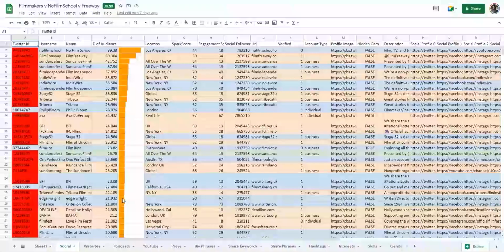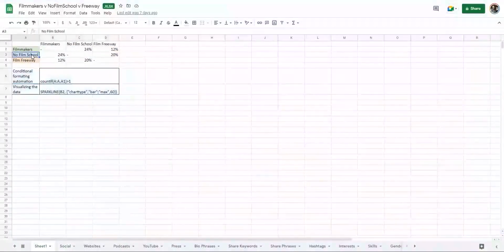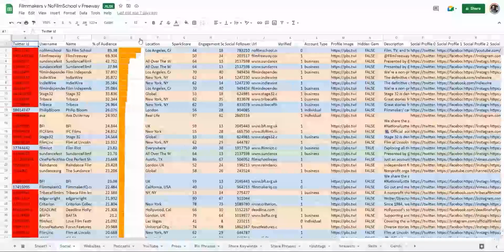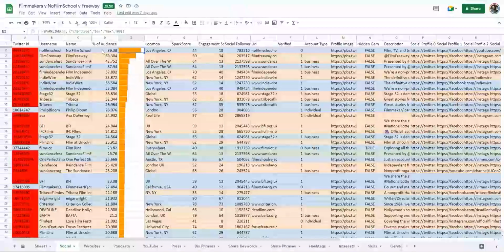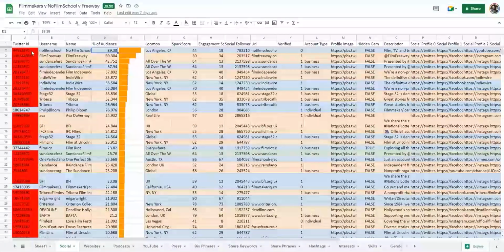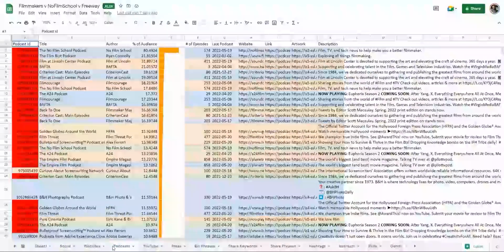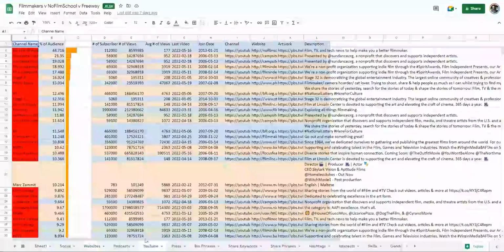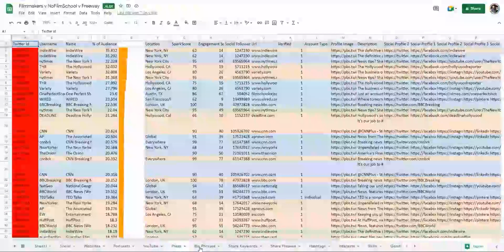So I color code it, and I copy all the data into the same sheet. All the blue stuff is from people who follow No Film School. All the orange stuff is from Film Freeway, and all the green stuff are the filmmakers. And this is what it looks like. I'm using the formula to visualize the percentage of the audience. I'm also using the formulas to highlight in bright red the accounts that are followed by all three audiences. This is what it looks like here. So you have the podcasts, you have the websites, the YouTube channels, the press and media.